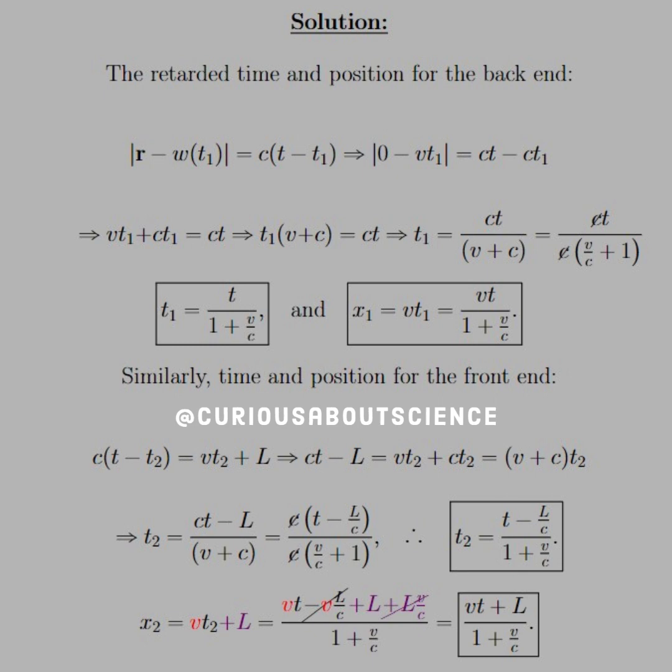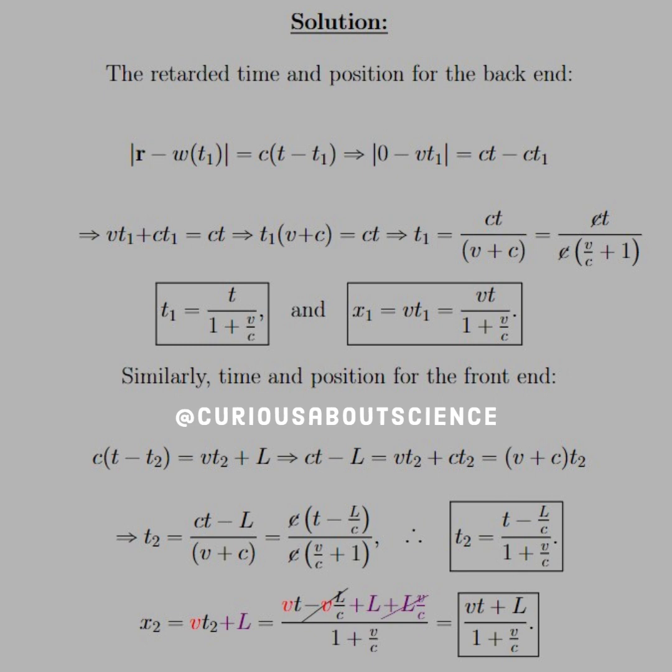Similarly, we see that the retarded position x1 is equal to vt1, so that's vt over 1 plus v over c. Similarly, for the time and position of the front end, c times (t minus t2) is equal to vt2 plus L. If we solve this for t2, we push the L to the other side, factor out t2, and we see that t2 is equal to (ct minus L) over (v plus c). Factoring out a c from both to allow us to cancel gives t2 is equal to (t minus L over c) over (1 plus v over c).